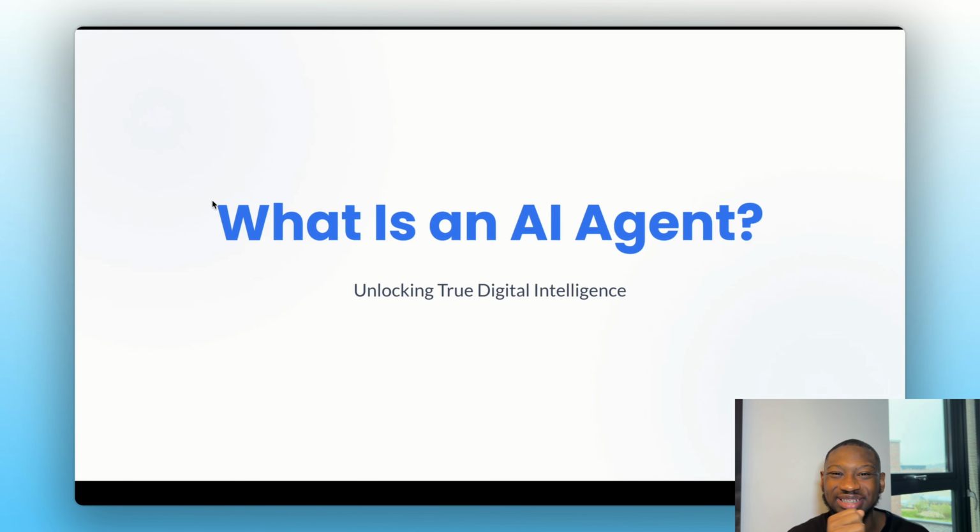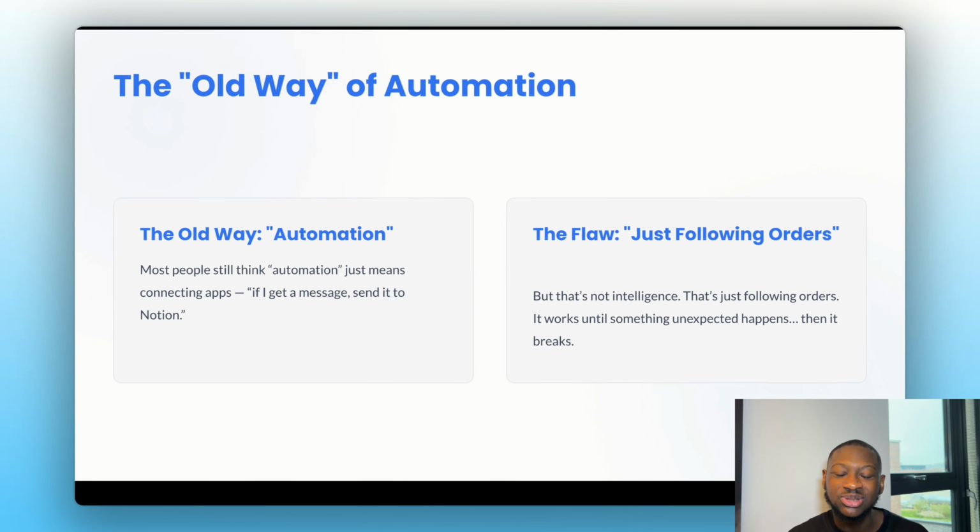So, getting straight into the action. What is an AI agent, if you may ask? I want you to think of it like this. There's the old way of doing automation, and then there's a new way. We're going to start with the old way. Most people think automation just means connecting apps, like if I get a message, I send it to Notion, for example. Well, there's a flaw with that, because that is not intelligent. That's just following orders. It works until something unexpected happens, then it breaks.